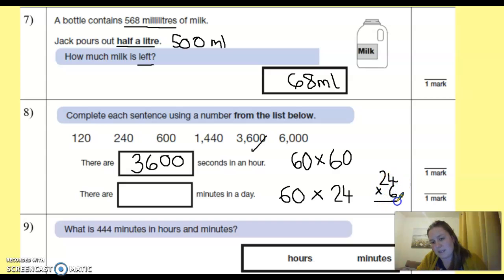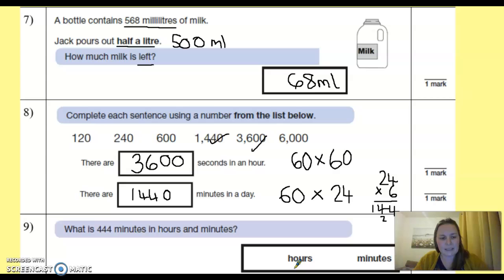So 24 times 6. 4 times 6 is 24. Carry that 2 over. 2 times 6 is 12. Add 2 is 14. Then remember, I wasn't multiplying by 6. I was multiplying by 60. So I want to times this by 10, make it 10 times bigger. 1,440. Again, I can feel confident because the answer I've got is one of the options. Okay, hopefully that was okay for you.